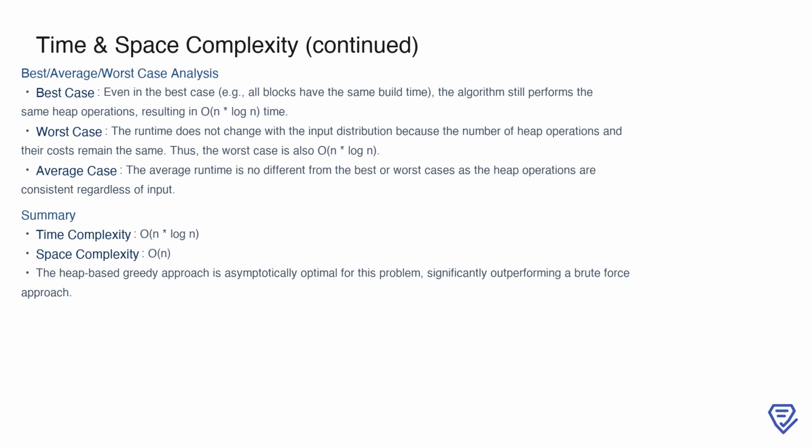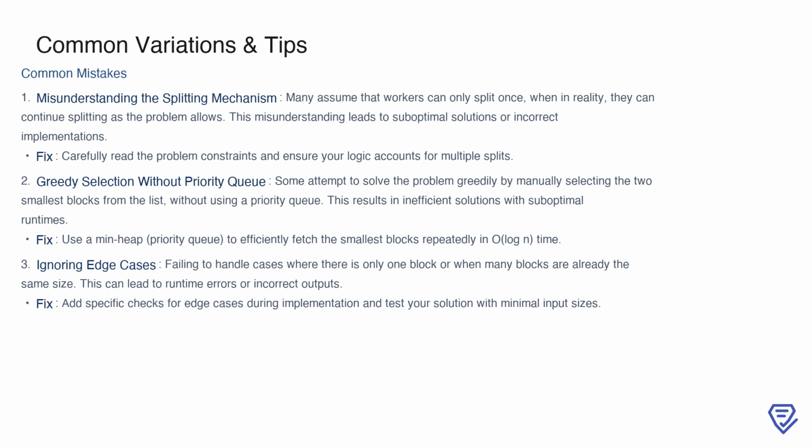In summary, the greedy heap-based approach provides optimal performance with a time complexity of n*log n and a space complexity of n, making it a highly effective solution for this problem. One of the most common mistakes in this problem is misunderstanding the splitting mechanism. Some assume that each worker can only split once, but the problem actually allows for multiple splits as needed. This misunderstanding often leads to suboptimal solutions or even incorrect implementations. To address this, it's important to carefully read the problem constraints and ensure your logic supports multiple splits as required.